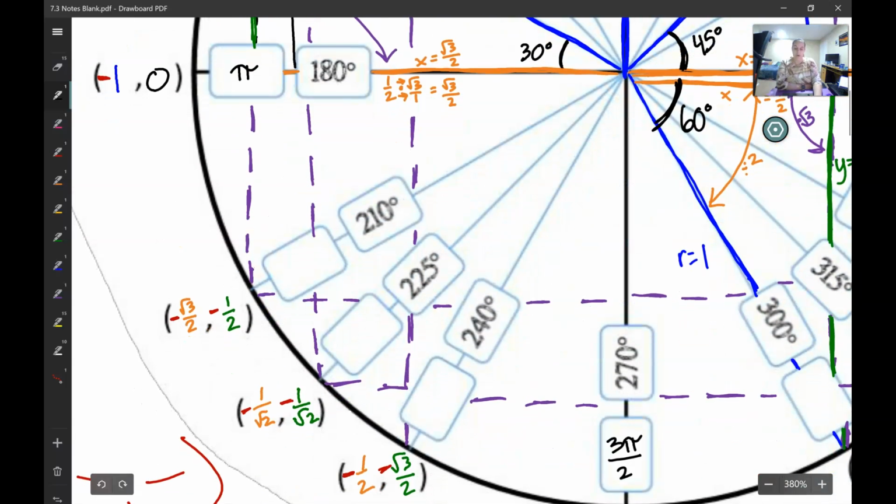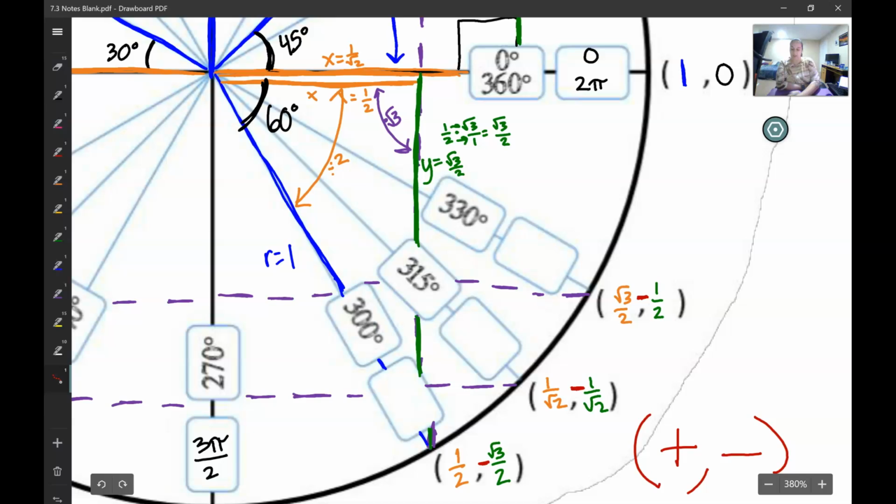I can keep going with this. What's halfway between 1 whole and 1.5, or 1 and 1/2? Well, that's going to be 5 pi fourths. And then over here, what's halfway between 1.5 and 2? Well, that is 7 pi fourths.